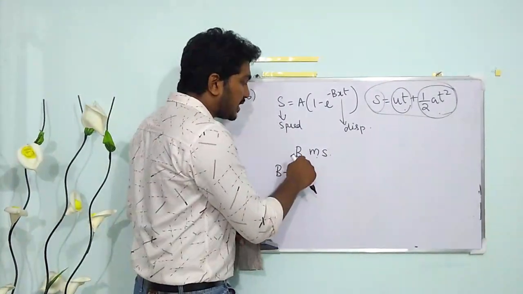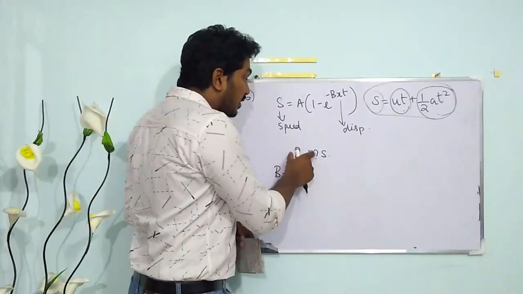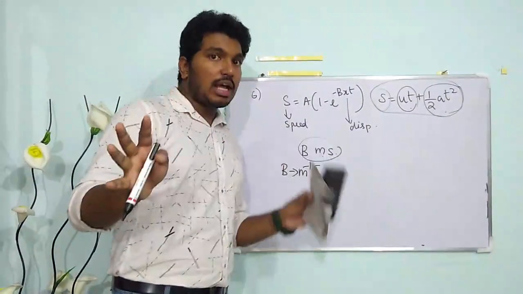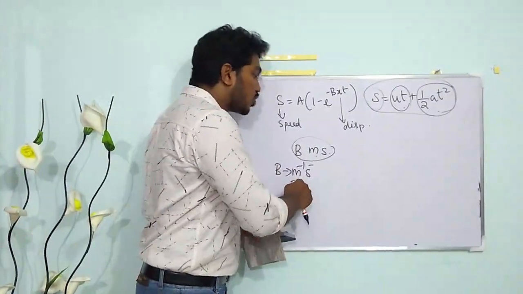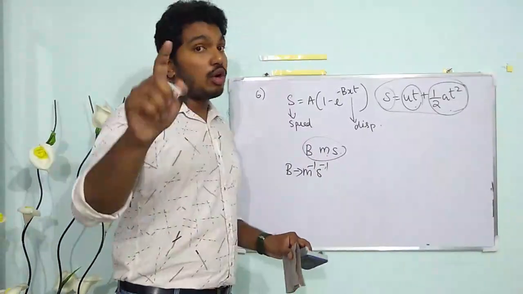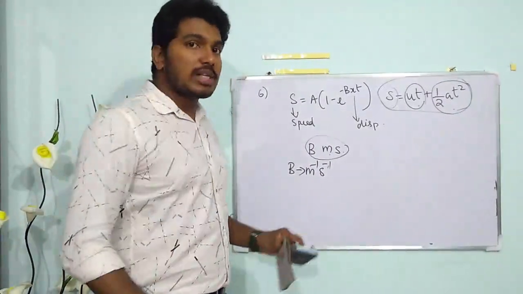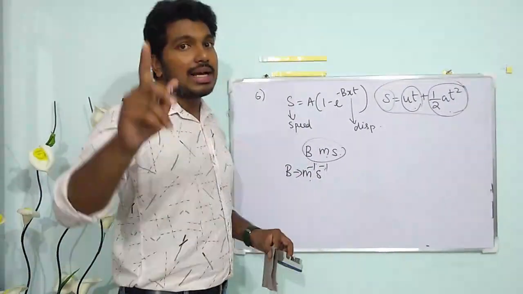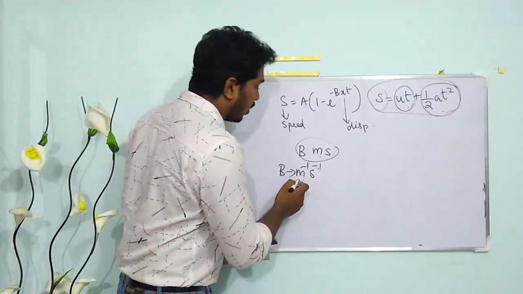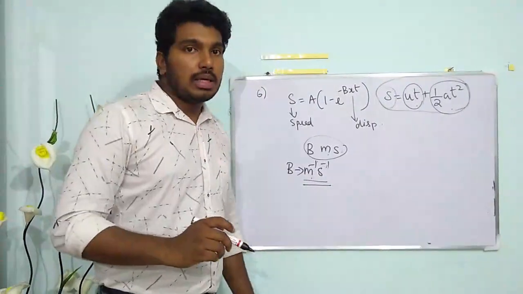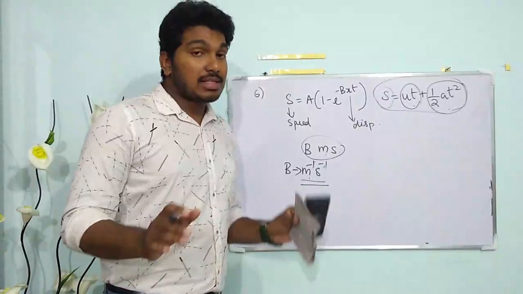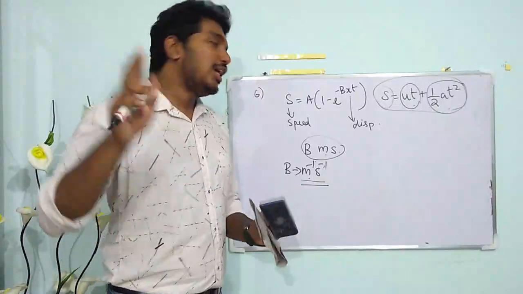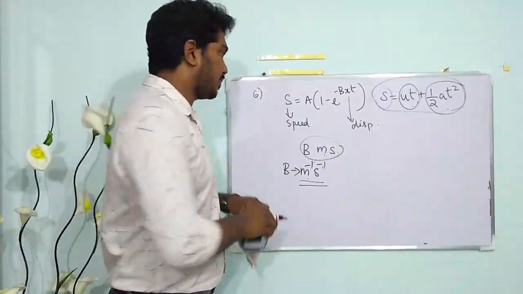If b is m raised to minus 1, s raised to minus 1, then b x t will not have a unit. So the correct answer for this question is: the unit of b is meter raised to minus 1, second raised to minus 1. Are you able to follow me? Clear? Okay. Now let's move on to the next question.